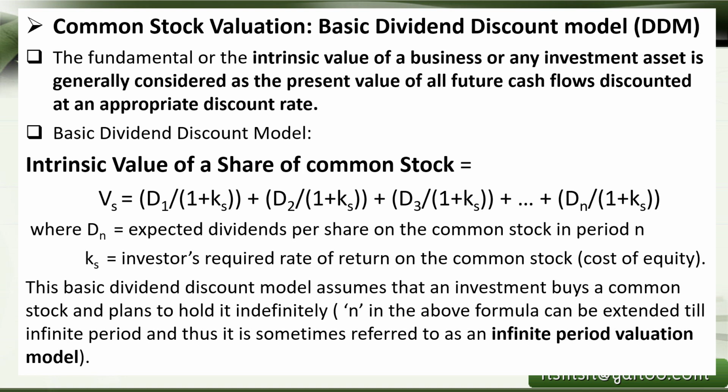The basic dividend discount model assumes that an investor buys a common stock and plans to hold it indefinitely, because common stock is actually for an unlimited period, unlike a bond or even redeemable preferred shares. Therefore the N in the above formula can be extended to an infinite period, and thus it is sometimes referred to as an infinite period valuation model.